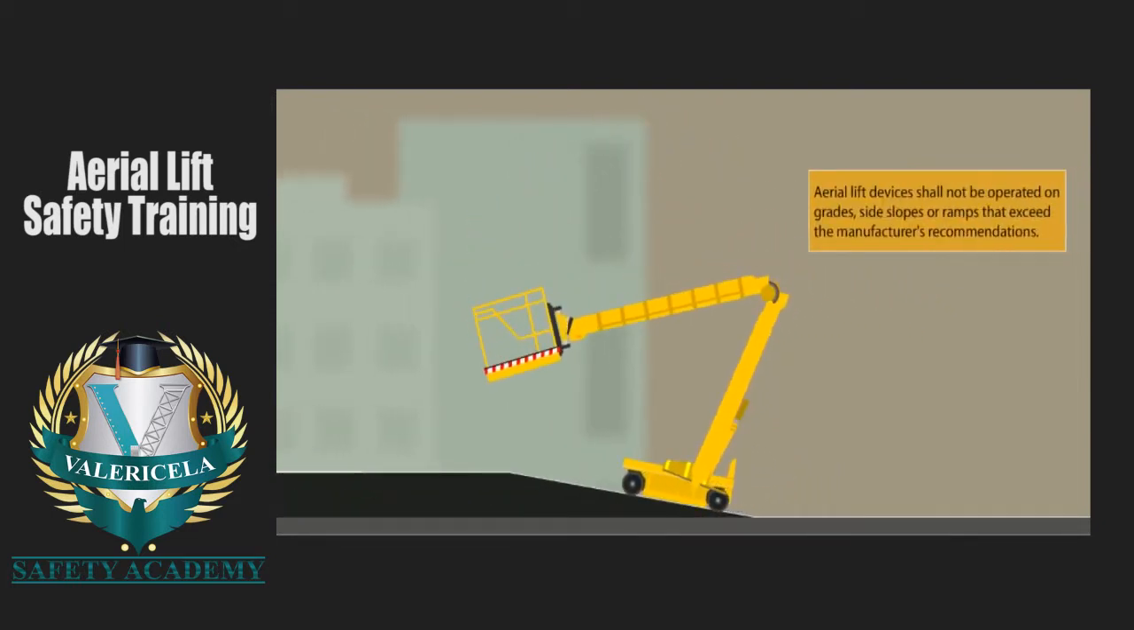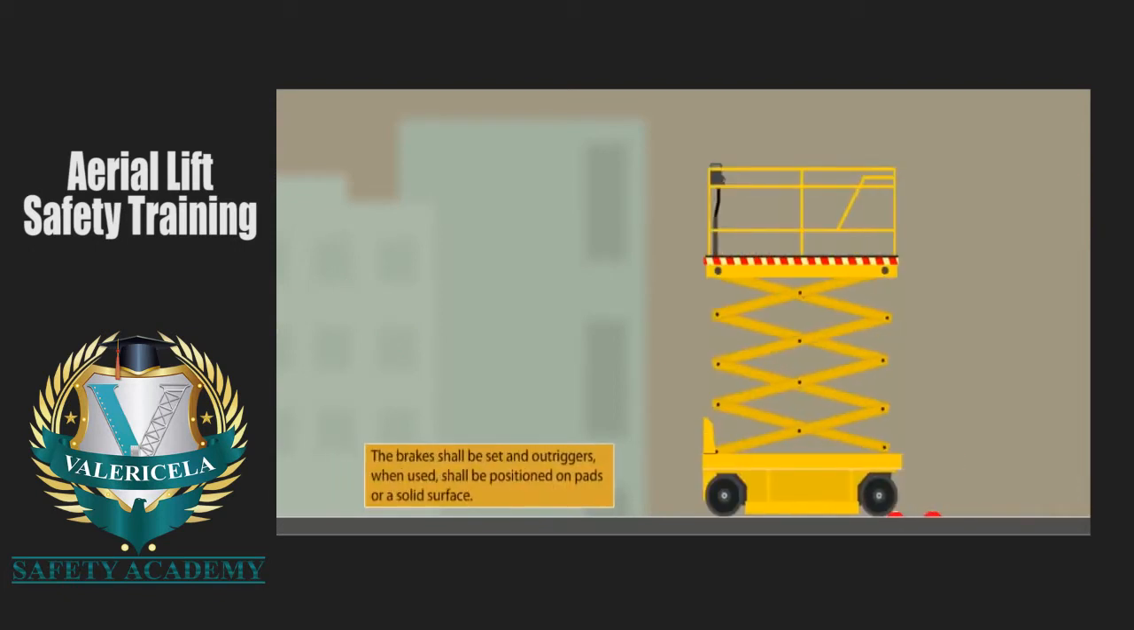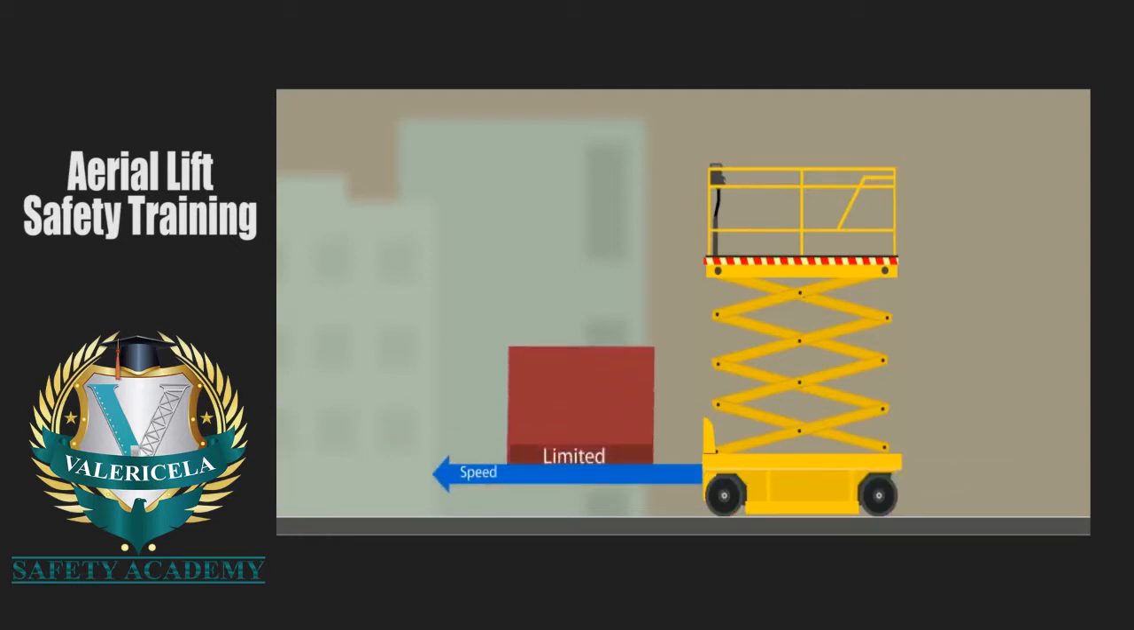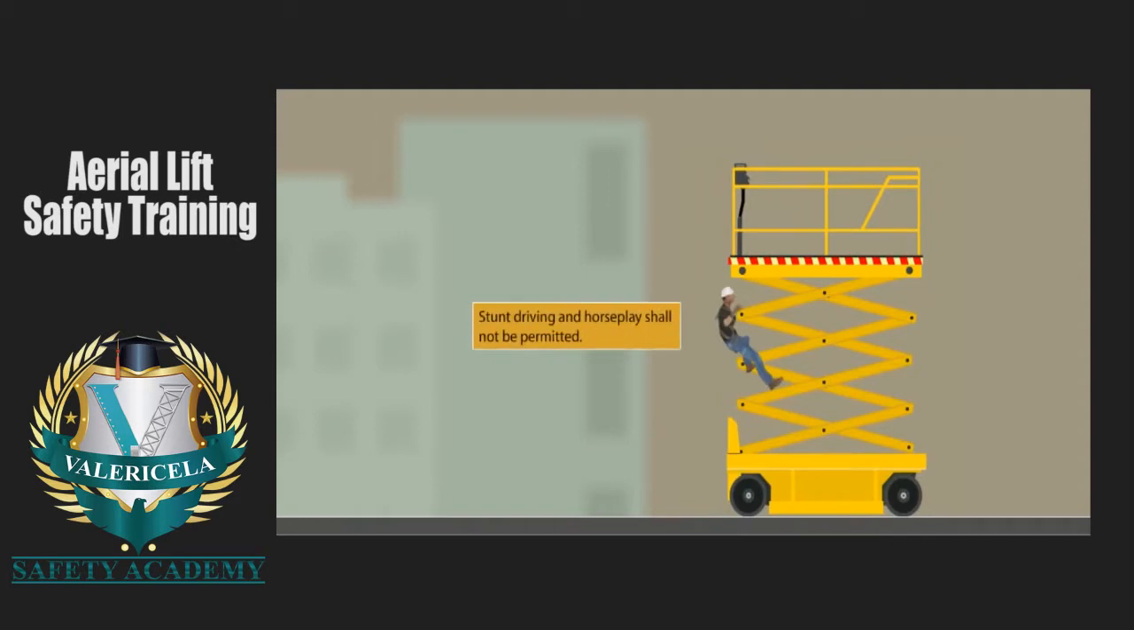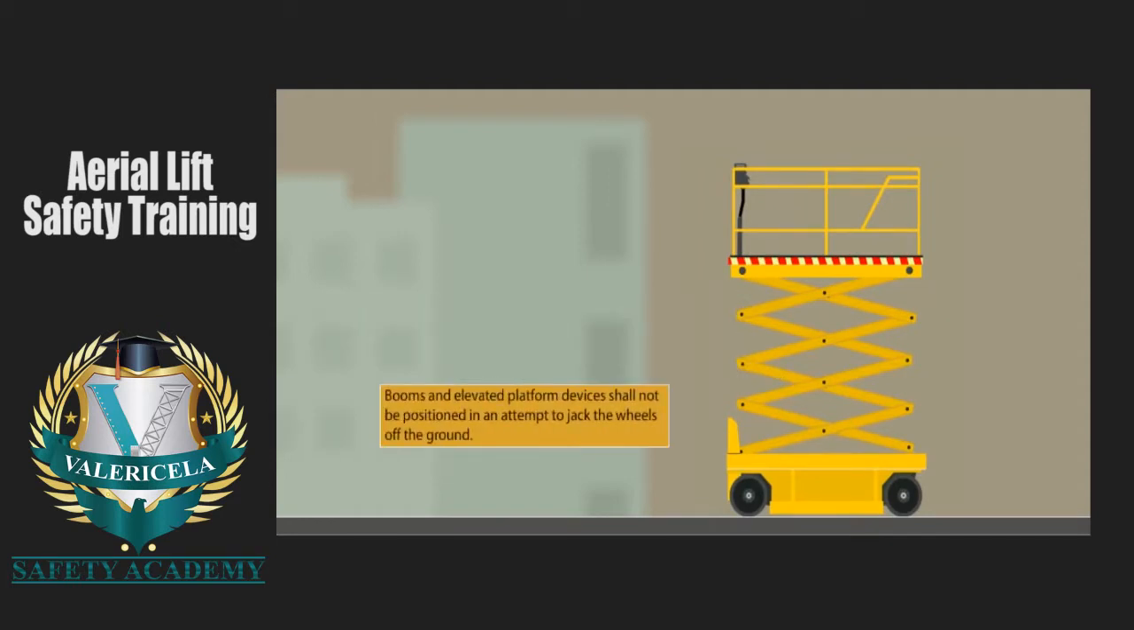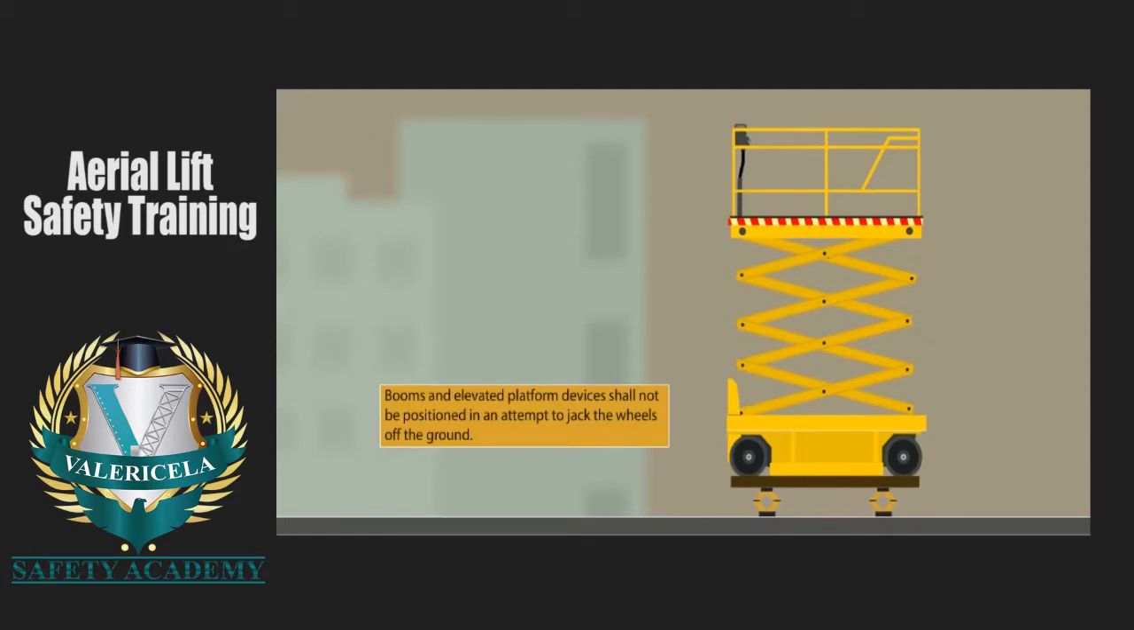Aerial lift devices shall not be operated on grades, side slopes, or ramps that exceed the manufacturer's recommendations. The brakes shall be set, and outriggers, when used, shall be positioned on pads or a solid surface. Speed of aerial lift devices shall be limited according to the conditions of the ground surface, congestion, visibility, slope, location of personnel, and other factors that may cause hazards to other nearby personnel. Stunt driving and horseplay shall not be permitted. Booms and elevated platform devices shall not be positioned in an attempt to jack the wheels off the ground.